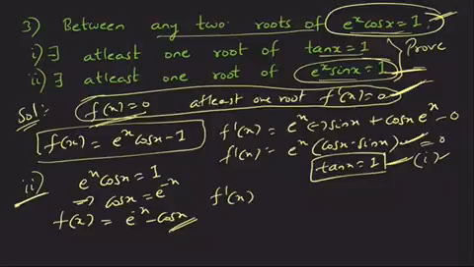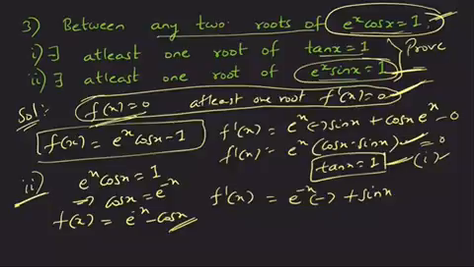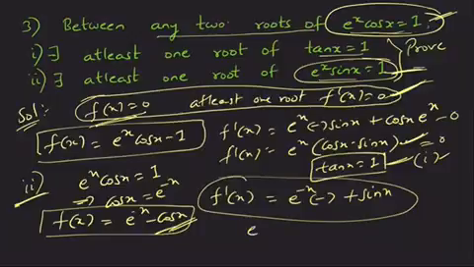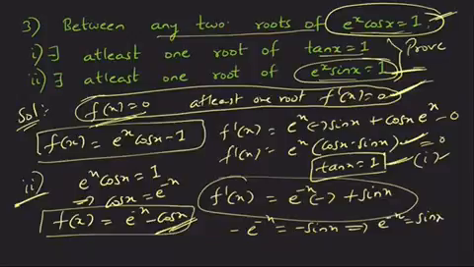F dash x is equal to, the derivative of e power minus x is e power minus x into minus 1, minus derivative of cos x is negative sin x, so this becomes plus sin x. So I know that between two roots of f of x, which is e power minus x minus cos x, I would have at least one root of its derivative. So it means I would have at least one root of minus e power minus x plus sin x is equal to 0. It means that e power minus x is equal to sin x, and it simply means that e power x into sin x is equal to 1.